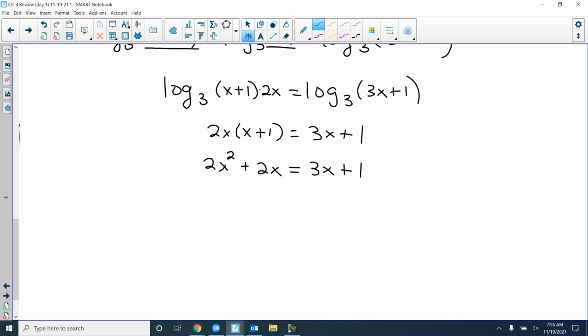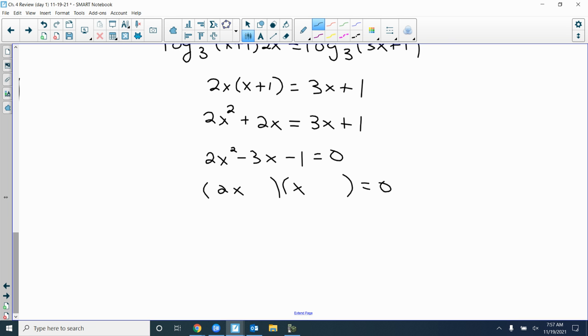All right, so we get 2x squared minus 3x minus 1 equals 0. That does factor into 2x and x. And I believe we need both. No, one's positive, one's negative. No, it's not minus 3x. It should just be minus x, correct? All right, so that looks a little better. So this becomes a minus 1. This becomes a plus 1. Okay, and so I get x equals negative 1/2.